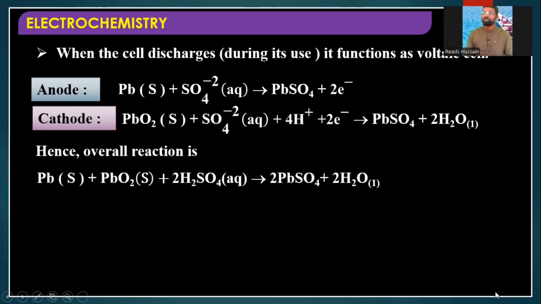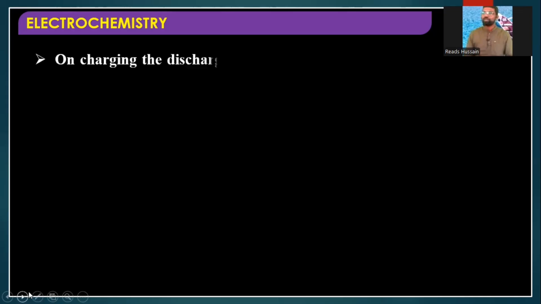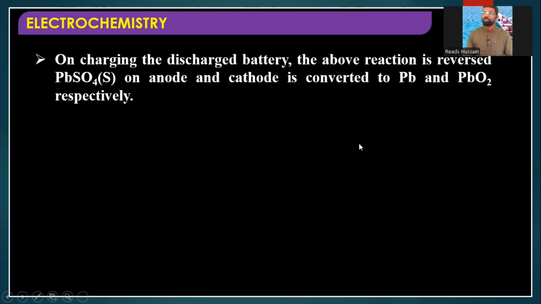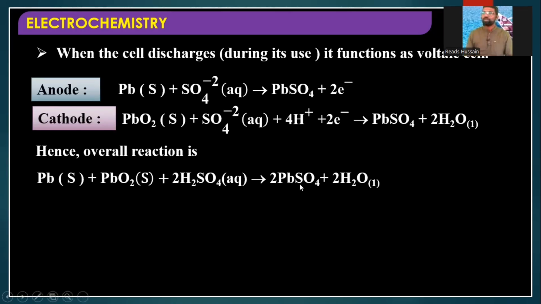So that reverse reaction takes place when the battery is charged. In the charging process, water is consumed and H2SO4 is produced. Note down this point. Water is consumed means water is used up and H2SO4 is produced. This we have already seen. During charging, this water is consumed, and which will be produced? Sulfuric acid will be produced. That's all.